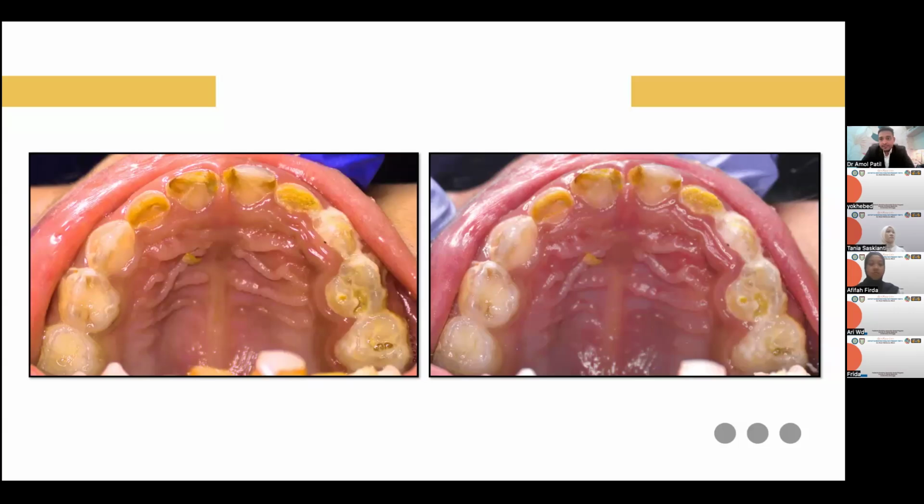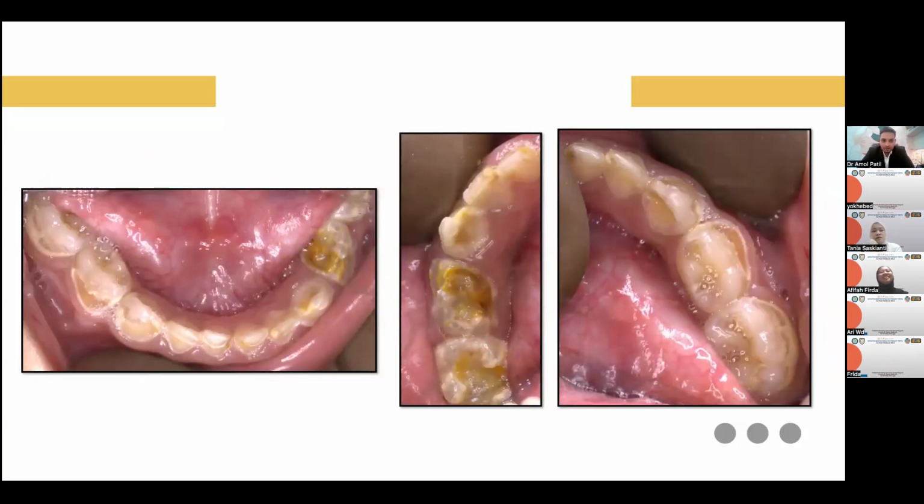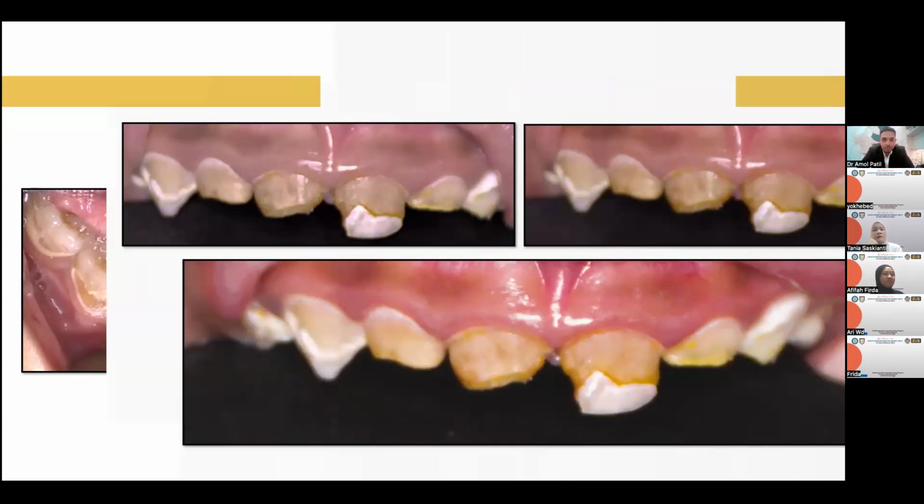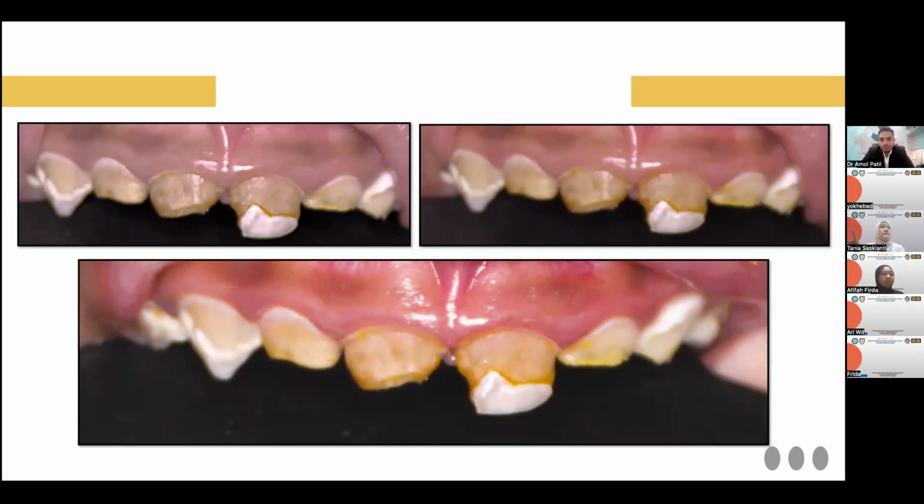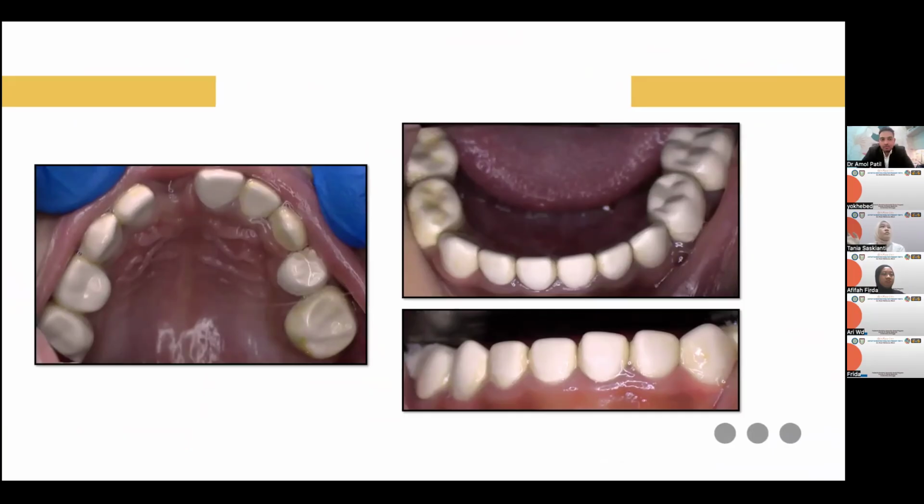This is one more case where 19 of the 20 teeth were crowned with the bioflex crowns. One tooth needed to be extracted because of an abscess and root resorption. So these are the pre-op pictures of this patient, and this is the crown. This was done chairside. As tooth preparation is minimal, it is possible to do it chairside.